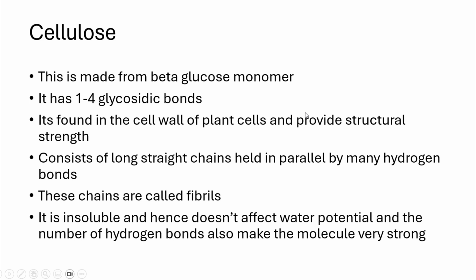Okay, cool. Cellulose, yeah? Write this down. This is made of beta glucose. So starch was an alpha glucose monomer, cellulose is a beta glucose monomer, and it has 1,4 glycosidic bonds only. Hence, it's very unbranched and straight chained, which means it's strong. So it's found in the cell wall of a plant and provides structural strength.